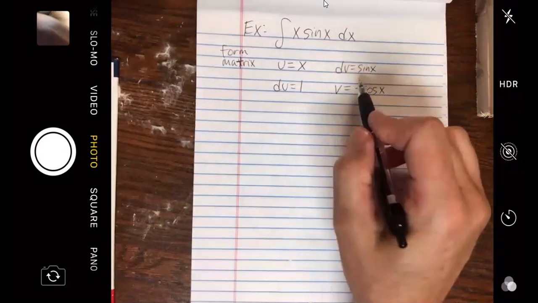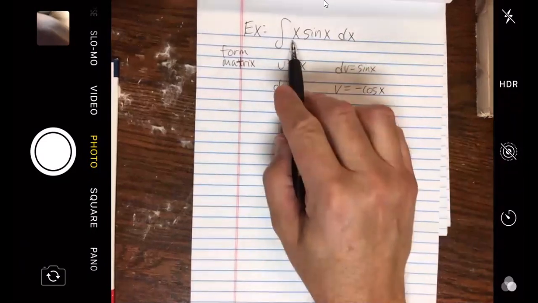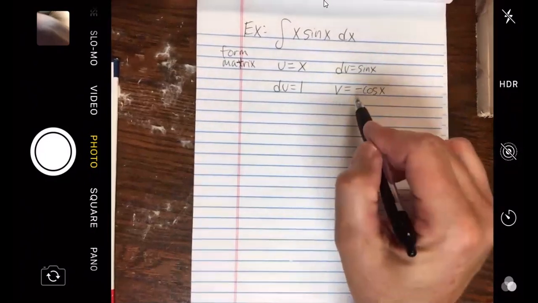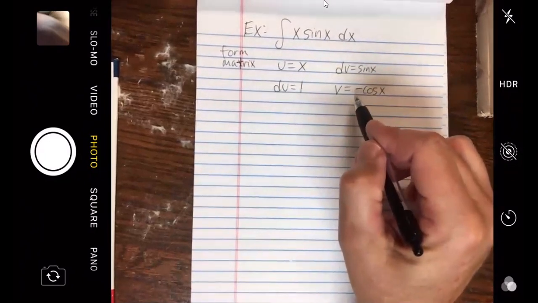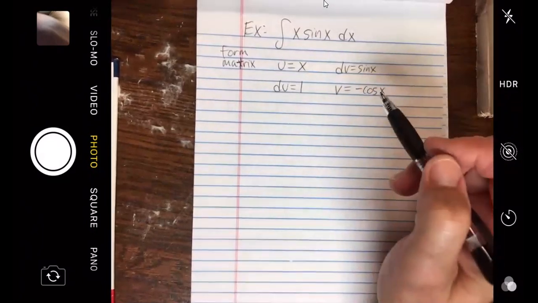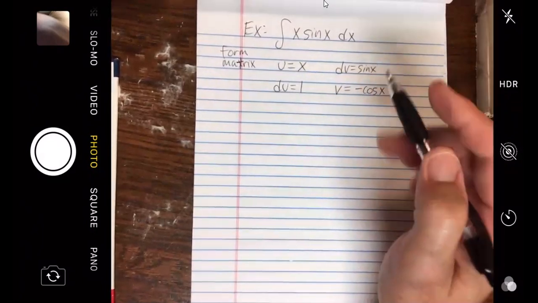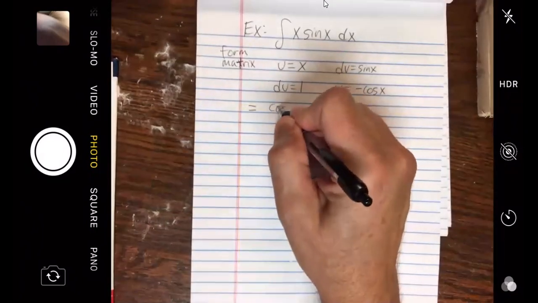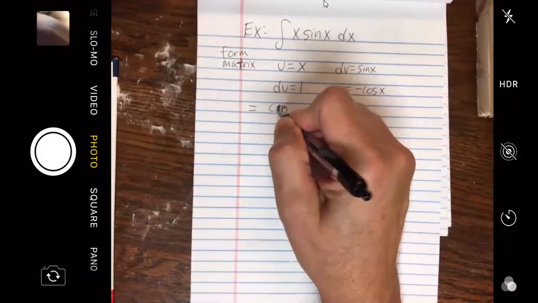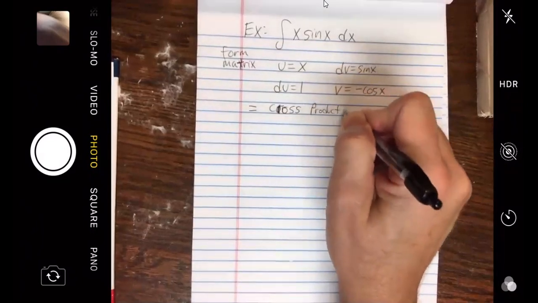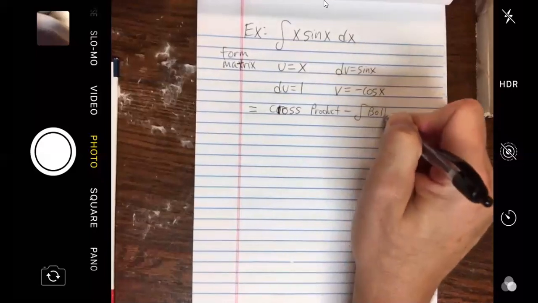Form this matrix. Name one part your u to differentiate. Name one part the dv to anti-differentiate. We lose anybody doing that? I'll write it down in words. So now what you want is the cross product, minus integral bottom row.